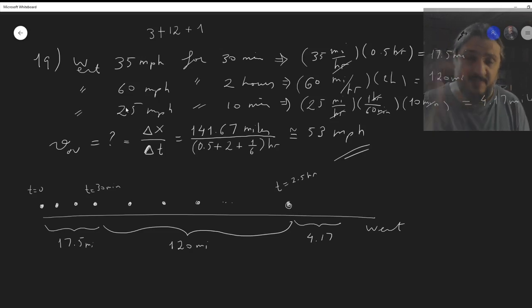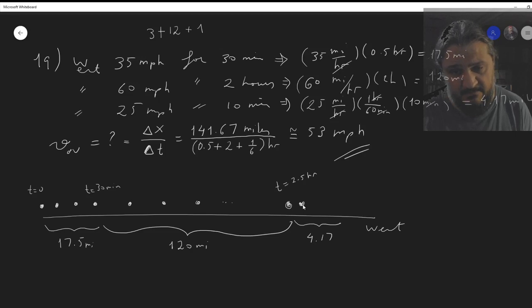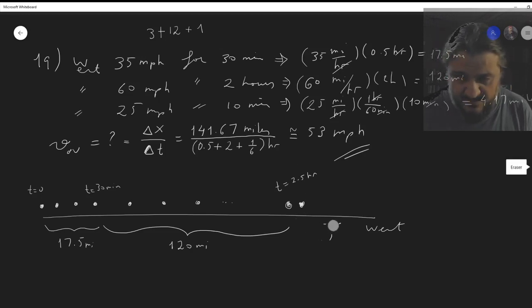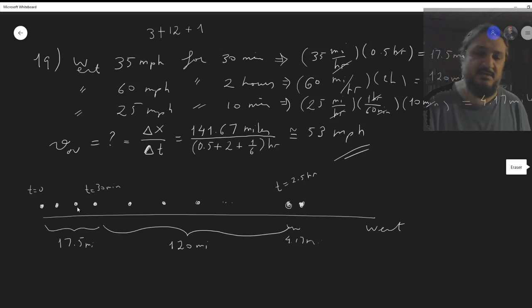Okay, so every 10 minutes, actually it's going to be even smaller like this. So let's make sure this reflects that. Okay. So that is what, 4.17 miles. So imagine this interval is smaller than even those. Okay, so it's not to scale, but you get the idea.